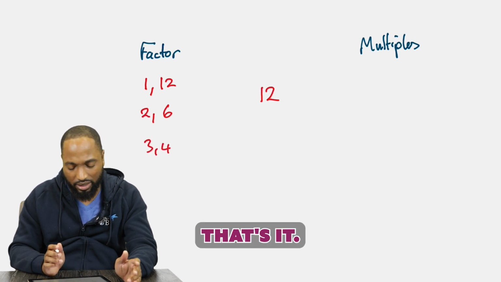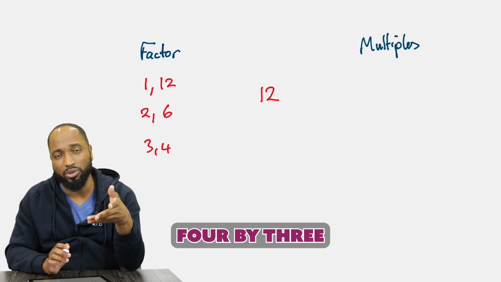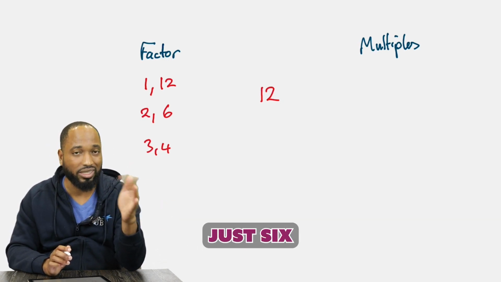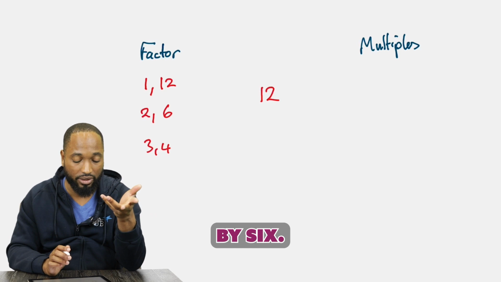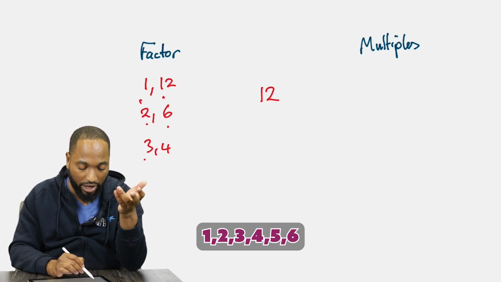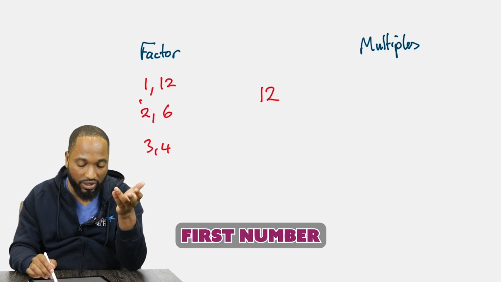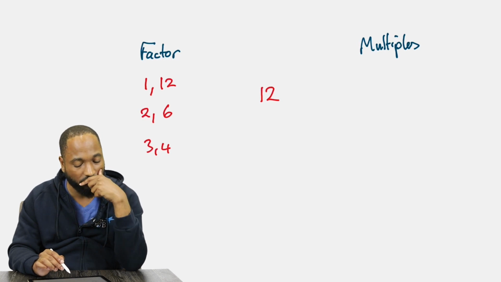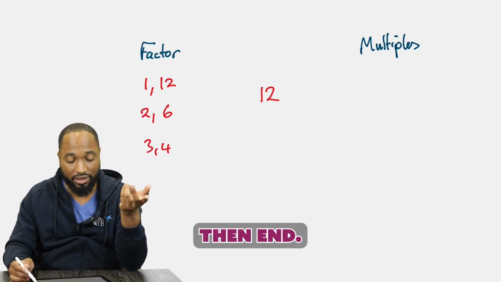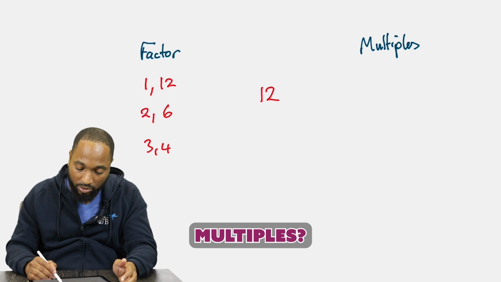Is that it? That's it. Well, there's 4 by 3, but that's the same as 3 by 4. There's 6 by 2, that's the same as 2 by 6. So there are 1, 2, 3, 4, 5, 6 factors of 12. The number 12 has 6 factors, but it comes to an end. So there's a limit. What about multiples?